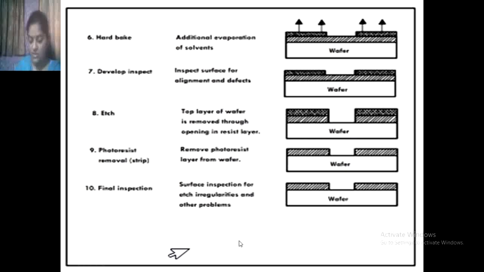In this session we have covered lithography, and from chapter 3 we have completed deposition as well as the types of deposition, types of films, types of etching, and lithography. Thank you.